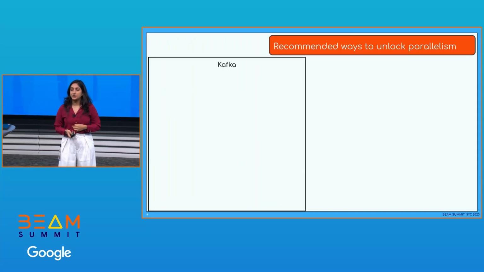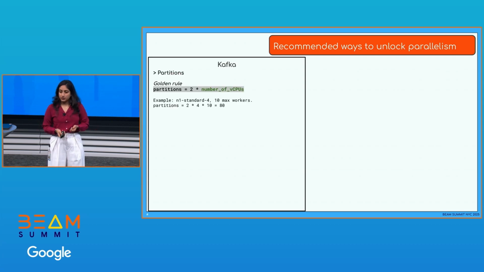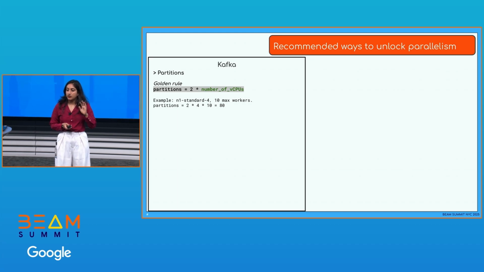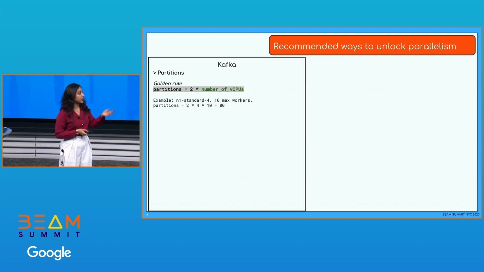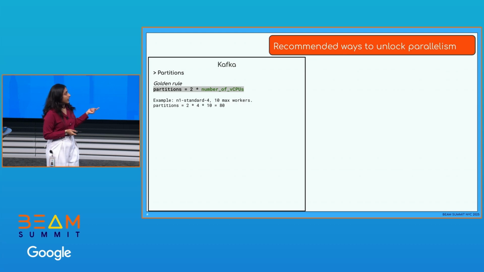Based on my experience troubleshooting issues related to unlocking Kafka's parallelism while reading from Dataflow, there are 3 broad categories where we can make some changes to try and tune this. The first and foremost point of choking is often the number of partitions at the Kafka source topic. A good rule of thumb is to have partitions equal to twice the number of vCPUs that are available. For example, if your Dataflow job is set to use N1 standard 4 machines for the worker nodes with an upper limit of 10 workers for auto-scaling, then the number of partitions should ideally be 2 times 4 times 10, which comes to 80.